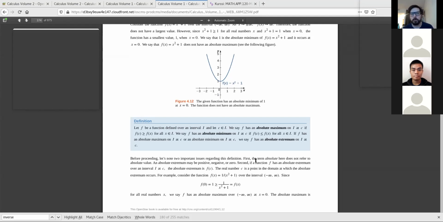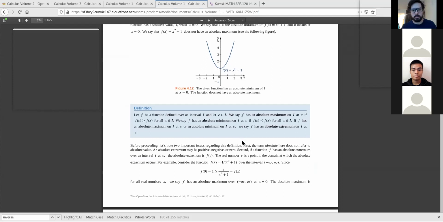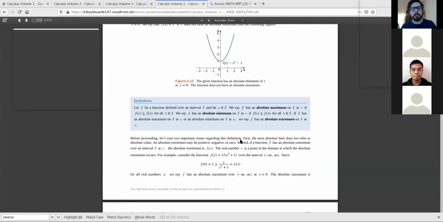Later, if you study optimization, then usually what we're looking for is either a minimum or maximum in some constraint set, which is not the domain of the whole function, but somehow constrained by other constraints. And we're not going to talk about that in this course that much.